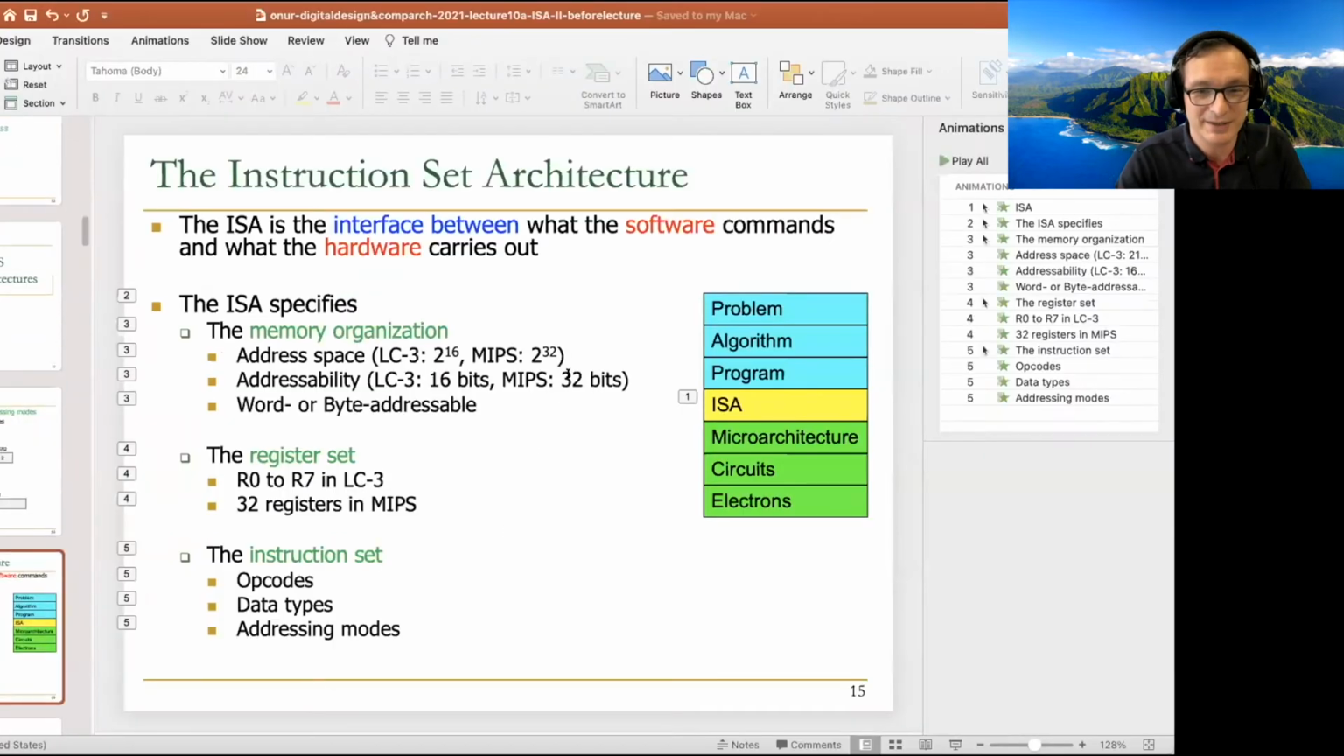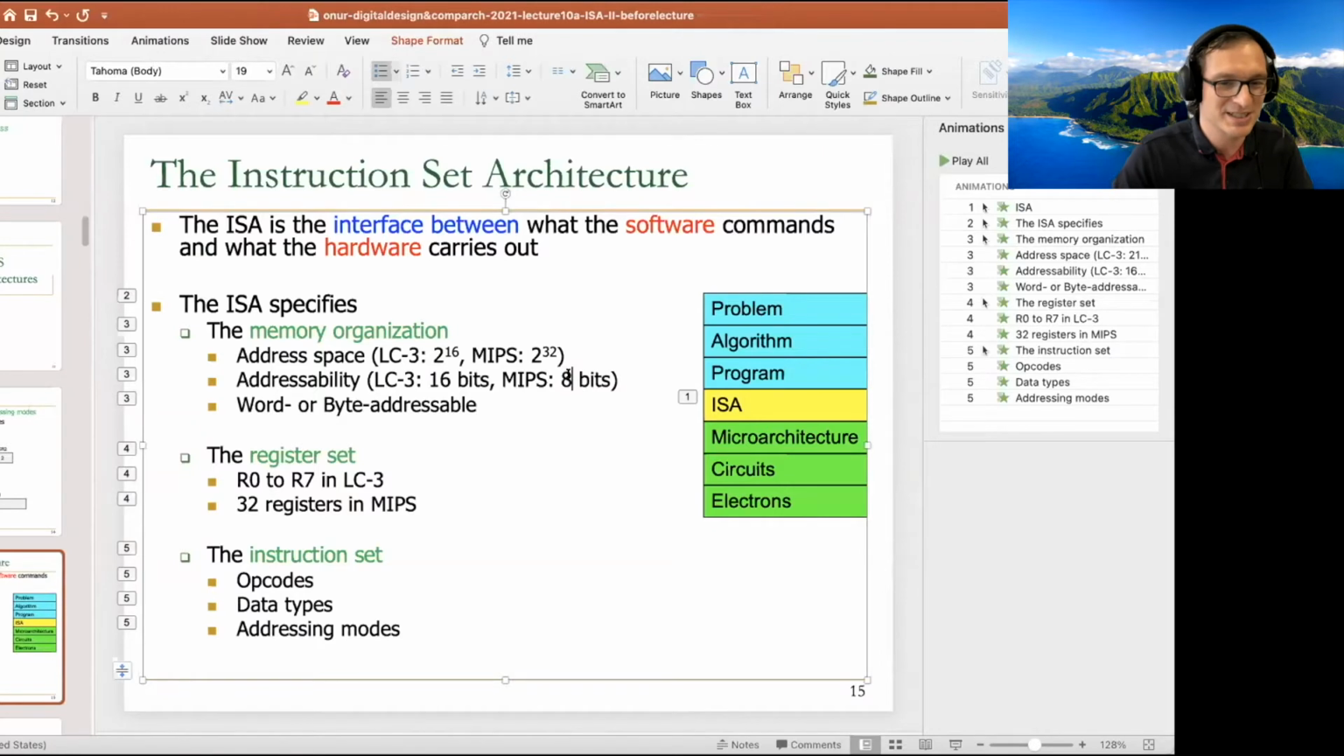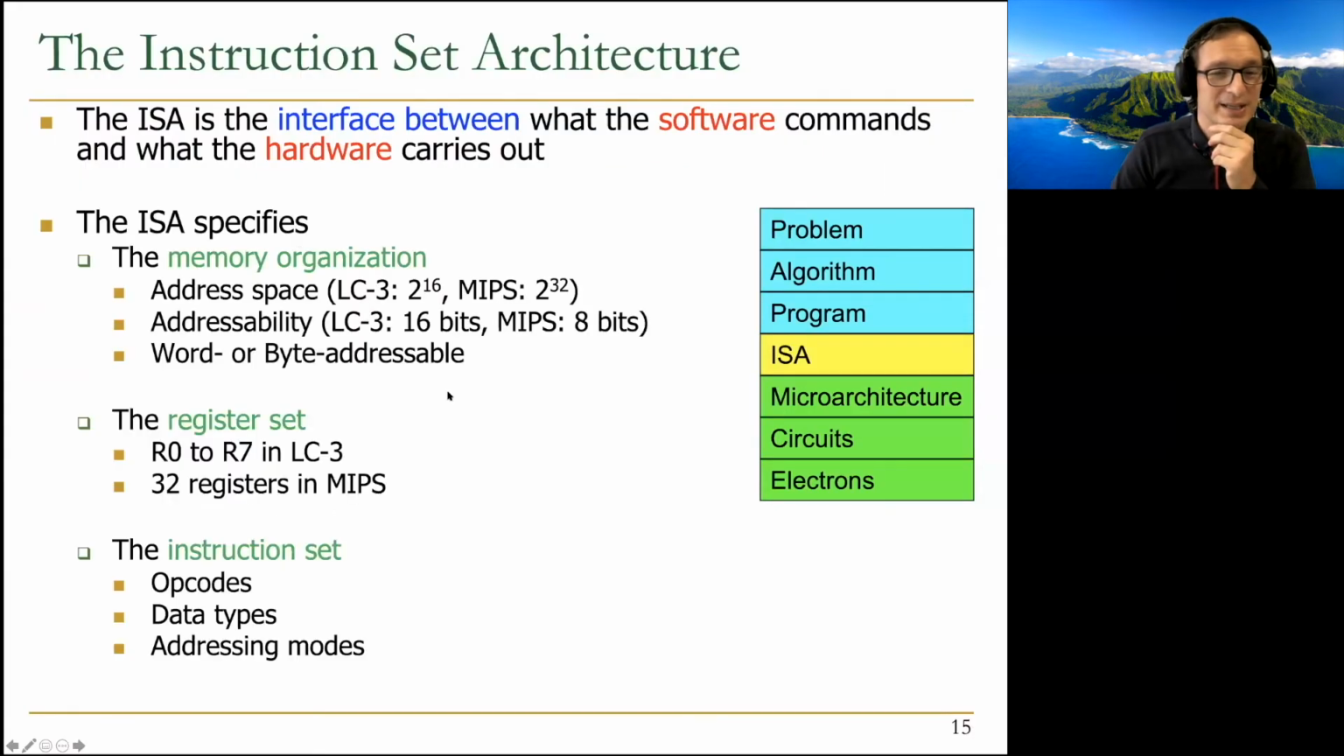Let me correct this slide very quickly, because addressability of MIPS is really 8 bits, right? It's a byte addressable machine. So there's a mistake on the slide. Okay, so let's move on.